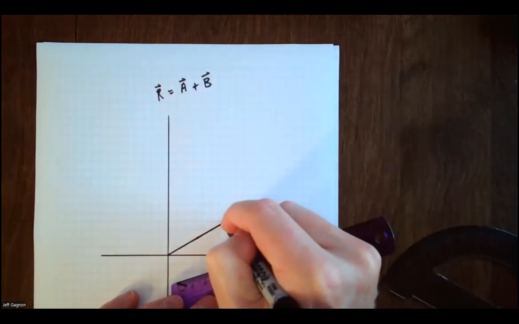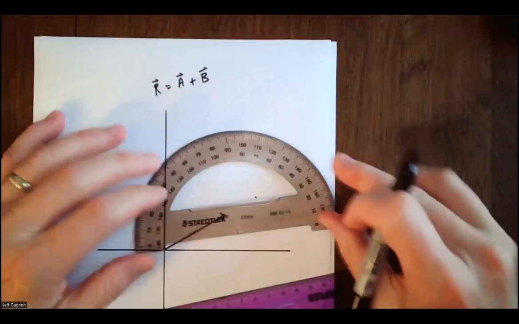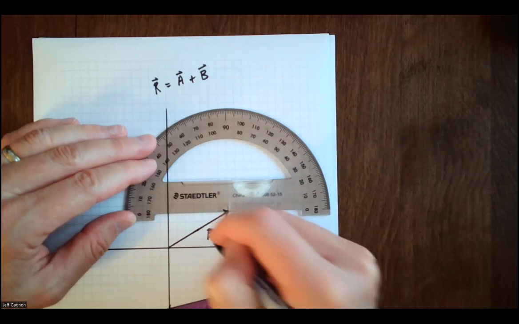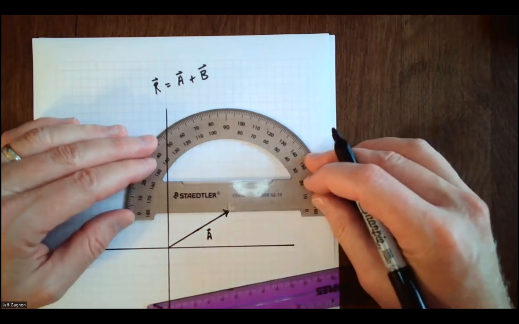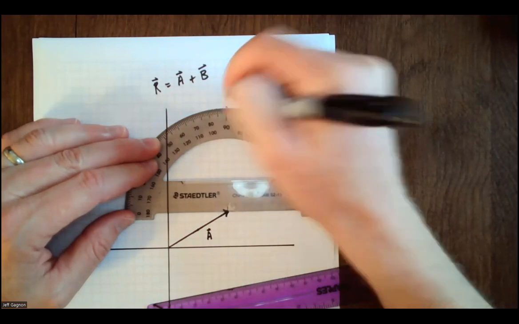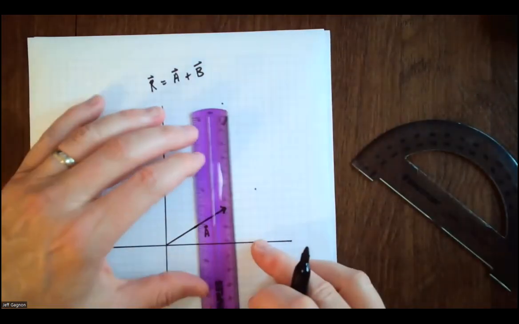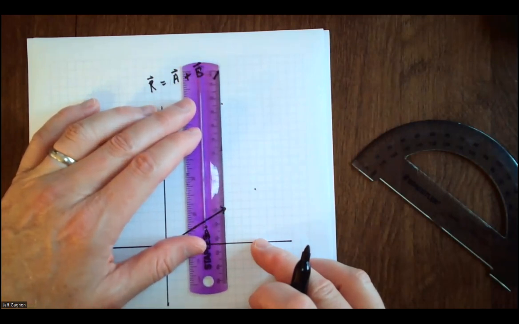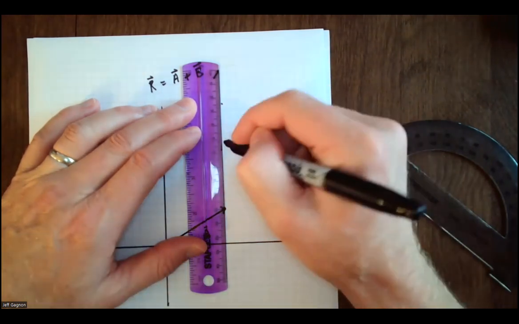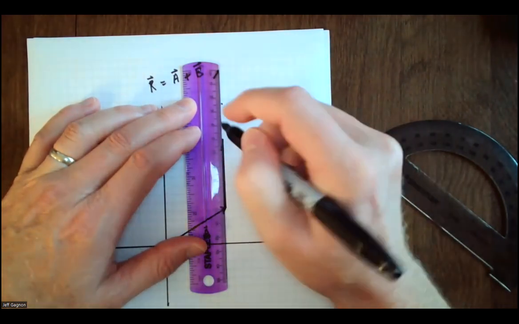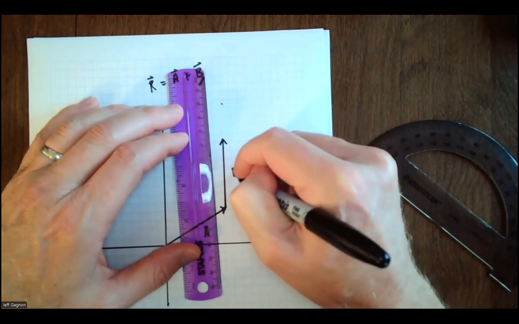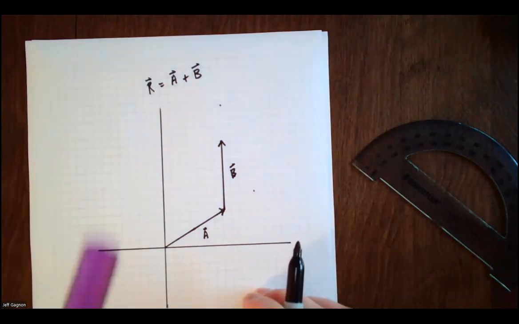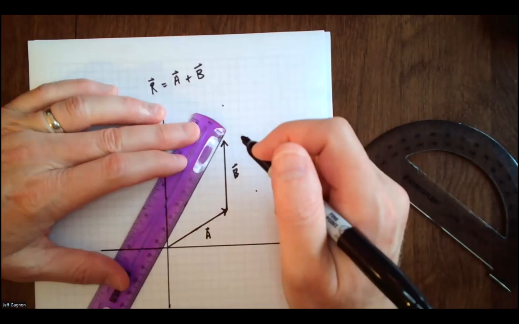Right to there. And then if I start at the tip, so that's A. If I start at the tip of A, I want to go up 90 degrees, right? Straight up vertically, something like this. And that was also 5 centimeters. I'll just go from like 10 to 5 here. So like this. That's B. And then finally, R goes from the tail of A to the tip of B, right, to add them together. So that'll look something like this.